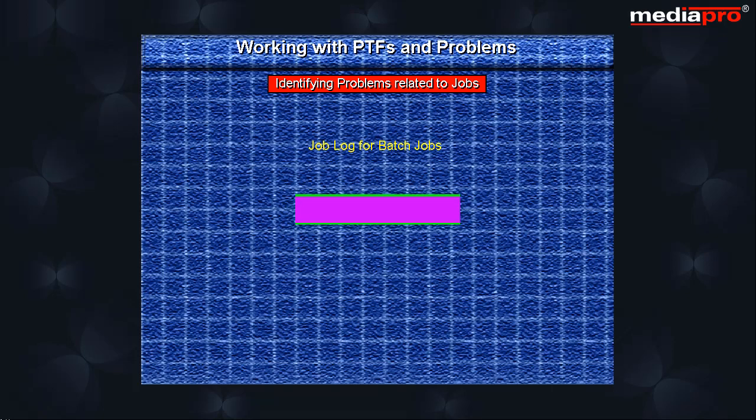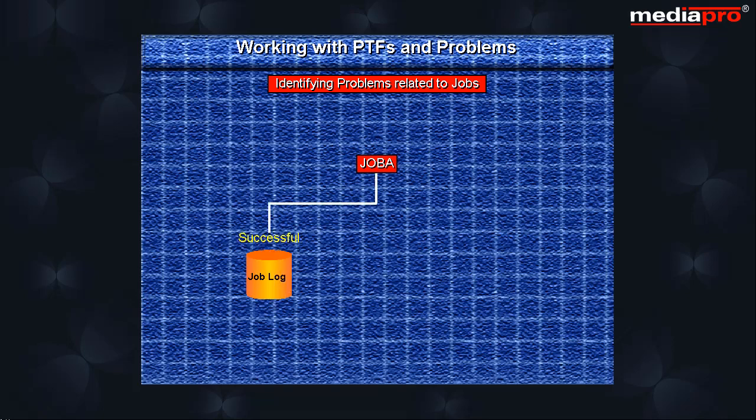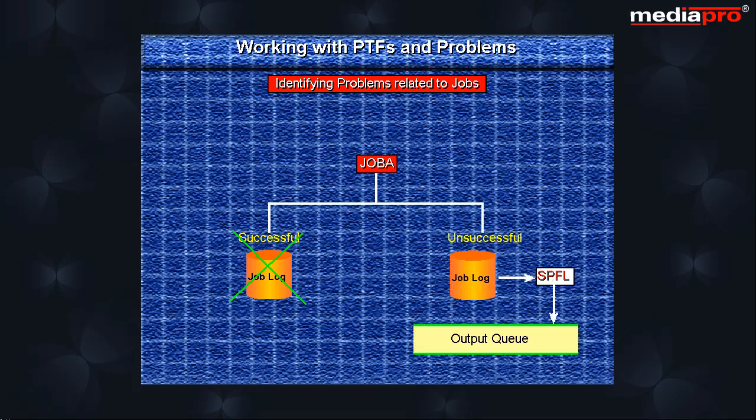The job log for a batch job is created when the job is placed on the job queue. If the job completes successfully, the job log is deleted from the system, otherwise a spooled file is created. Sometimes you might wish to retain a job log even after a job has completed successfully.